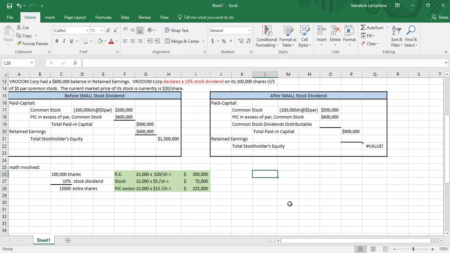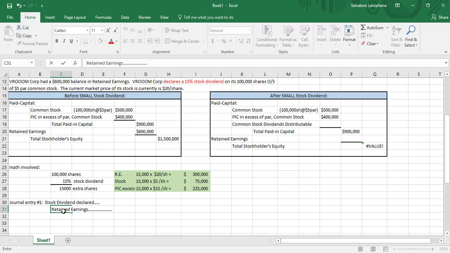So comes time for the journal entry. Journal entry number 1 is the stock dividend declared entry. Okay, you ready for this? First thing we're going to do is debit retained earnings. You could have debited stock dividends declared, but remember my earlier note, I'm making the assumption that we're not doing the fourth closing entry, so we're going to use retained earnings right out of the chute. And we're going to debit retained earnings for $300,000.